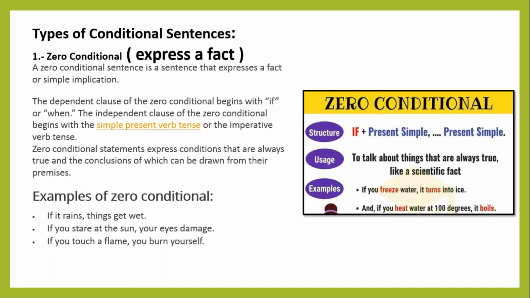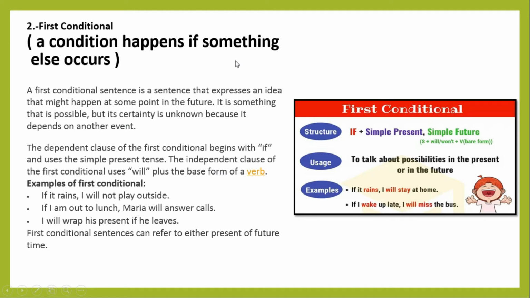But if I start with the if clause at the beginning, obviously I need a comma to separate the result clause which is coming afterwards. I repeat, if you freeze water, it turns into ice. It turns into ice if you freeze water. So you can change the positions. That is a zero conditional: present simple, present simple. You can use it to talk about scientific facts. Here it says, zero conditional expresses a fact. That's all.